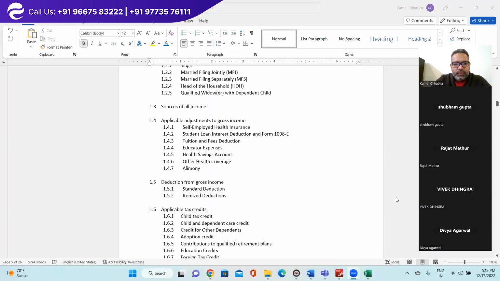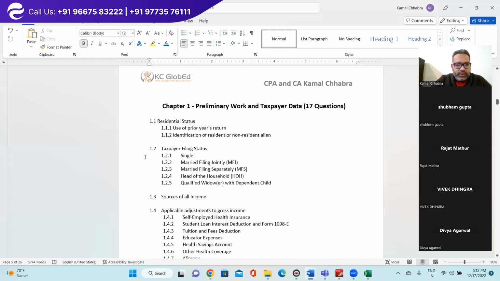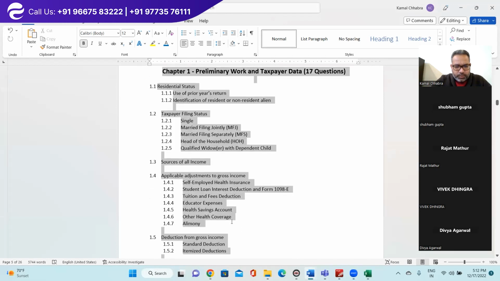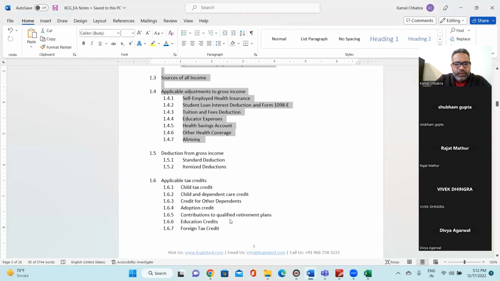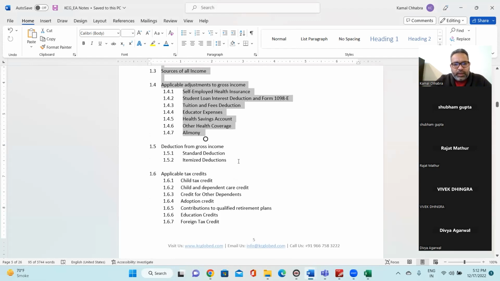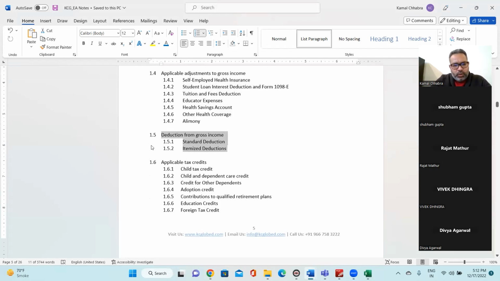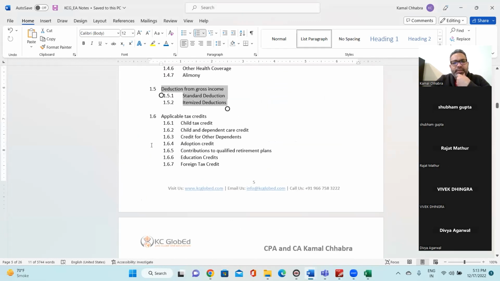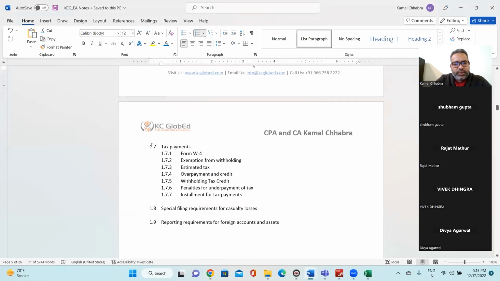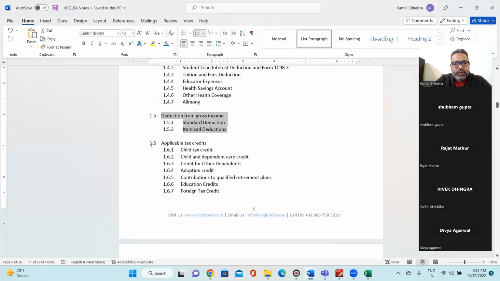Okay, see. In chapter one, we have covered all these topics so far. Today we'll be covering the standard deduction and itemized deduction, and tomorrow we'll be finishing off the rest, that is tax credits, then tax payments, and special filing and reporting. So today our main topic is deduction from gross income, right?